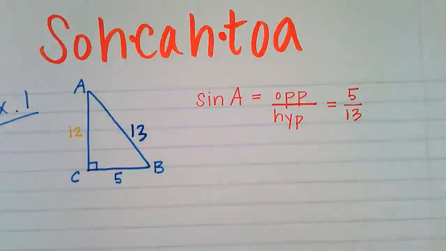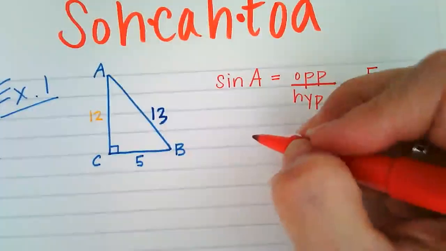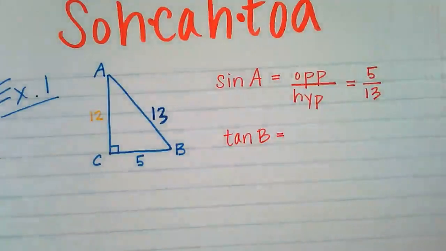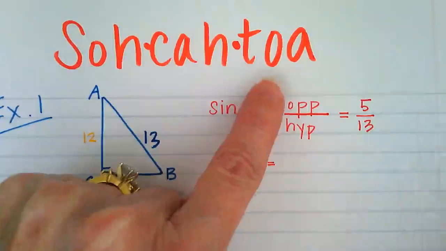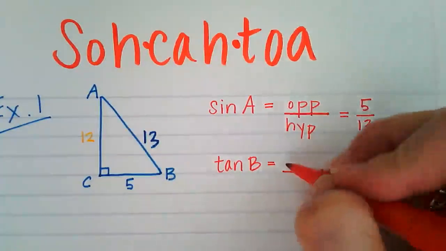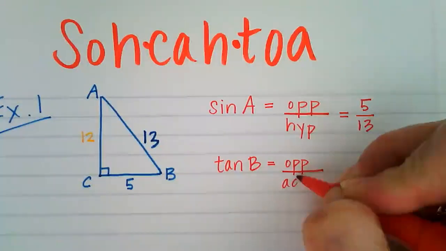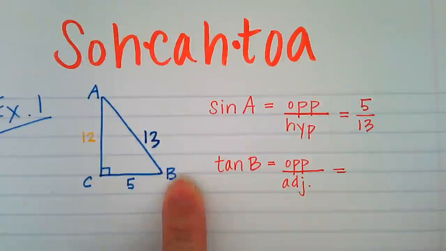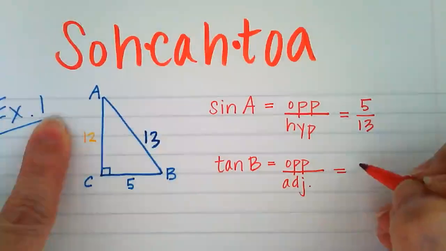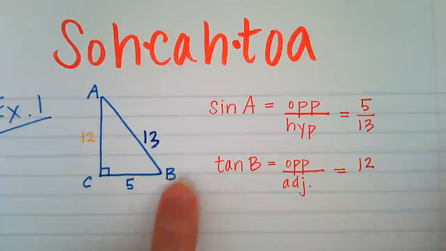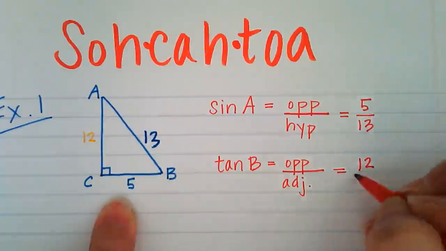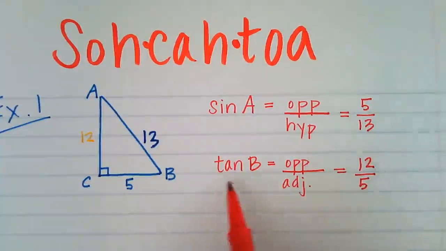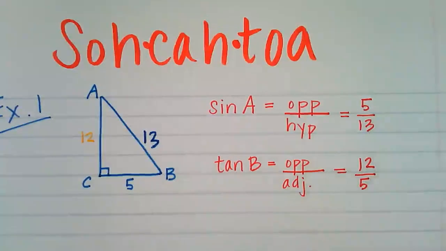And that's all that we're doing for today. All right. Let's say that I want you to find the tangent from angle B. Okay. So first of all, tangent is going to relate the opposite and the adjacent. So opposite over adjacent, but it's from angle B. So from angle B, the opposite side is 12. The adjacent side to angle B is 5. And I know it's not 13 because 13 is the hypotenuse. So the tangent of B is going to be 12 over 5.